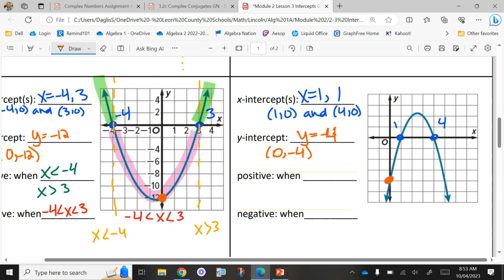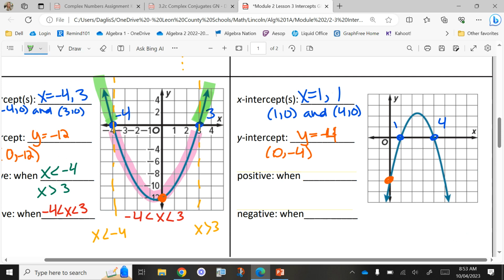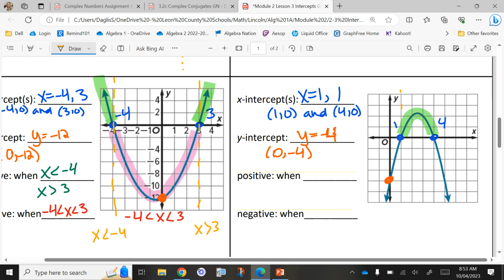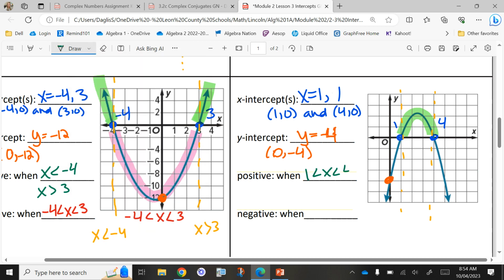All right, ready for positive and negative? Okay. So where are we positive this time? When we're above the x-axis. So now it's that little turn that's above it. So we're in between what two values? Looks like we're in between 1 and 4. Yes, no, maybe, you with me? We're in between 1 and 4. So we're positive when x is literally in between 1 and 4.